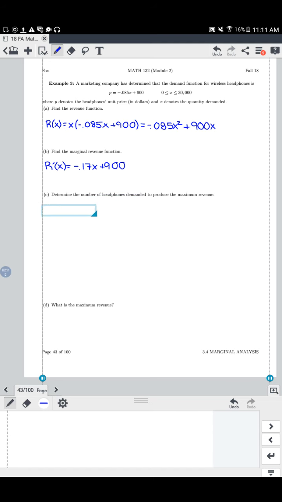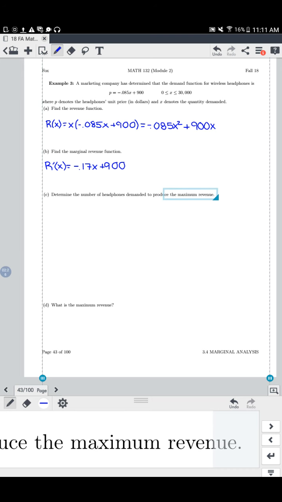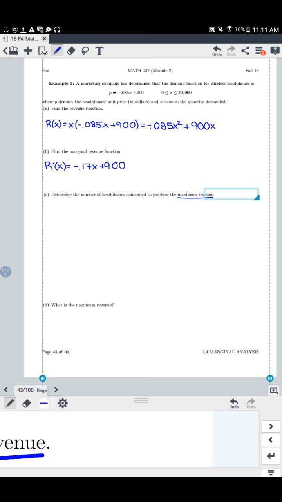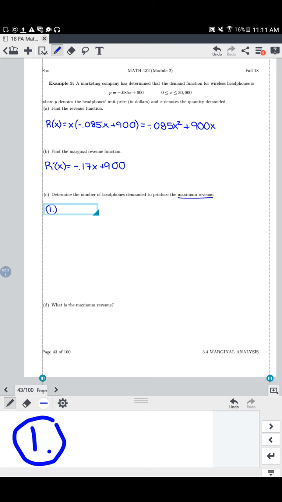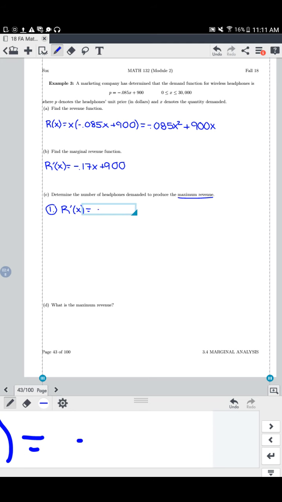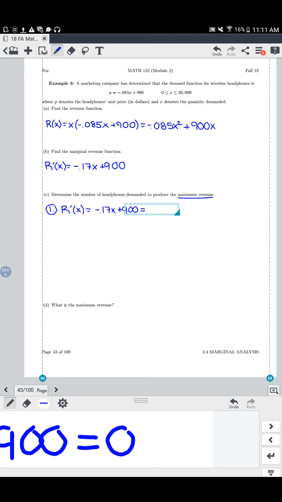Part C says determine the number of headphones demanded to produce the maximum revenue. So we need to remember from 4.1, to find a max or min, we first take the derivative and then make a sign chart. To maximize anything, we take its derivative and set it equal to 0. Well, I already took this derivative above. If I want to maximize revenue, I take marginal revenue, R prime, which was negative 0.17x plus 900, and set it equal to 0.